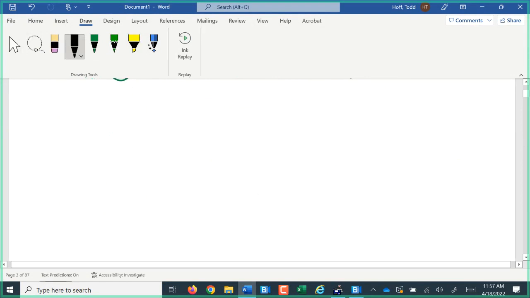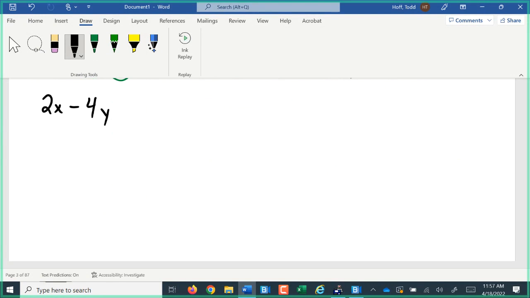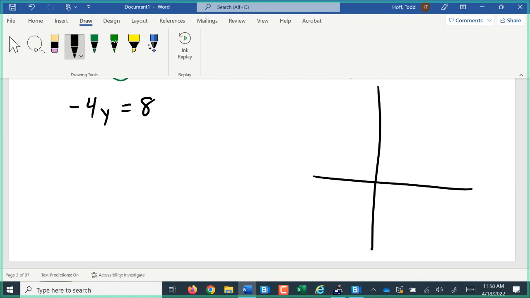Well, we might have things a little bit more complex than that. We might have 2x minus 4y equals 8. And again, I'm going to step back. Sorry, I'm going to come back to that example. Let's do something a little bit different. One more step I want to go before we get there.